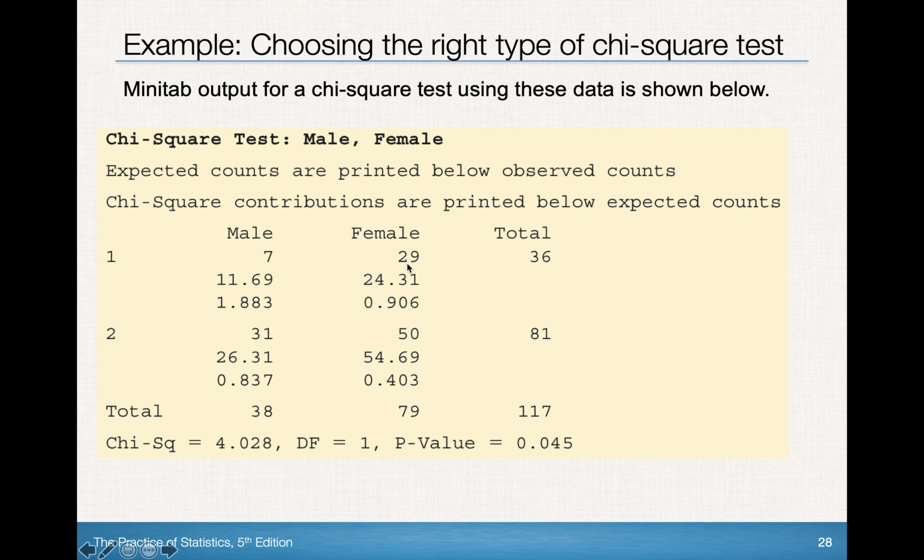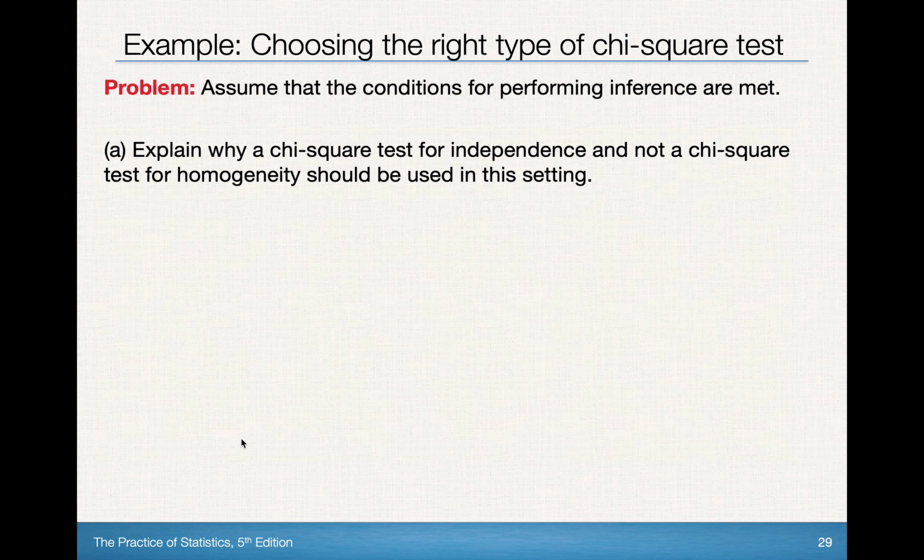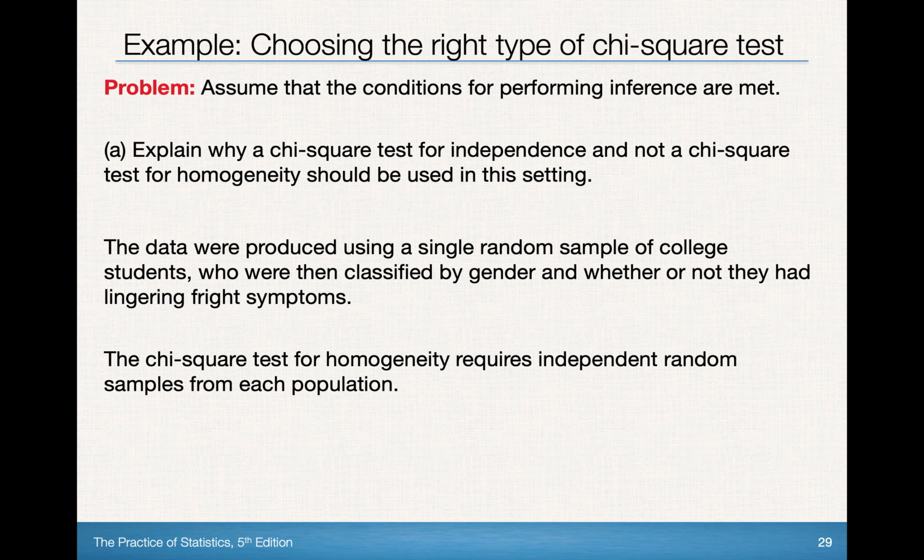So this is my Minitab output. I have my observed counts, my expected counts, and my chi-squared contributor for each cell. Now, if I added these cells up, I would get my chi-squared value, which is right here. Okay. The first question is, explain why a chi-square test for independence and not a chi-square test for homogeneity is good for this setting. This is exactly what I just explained.